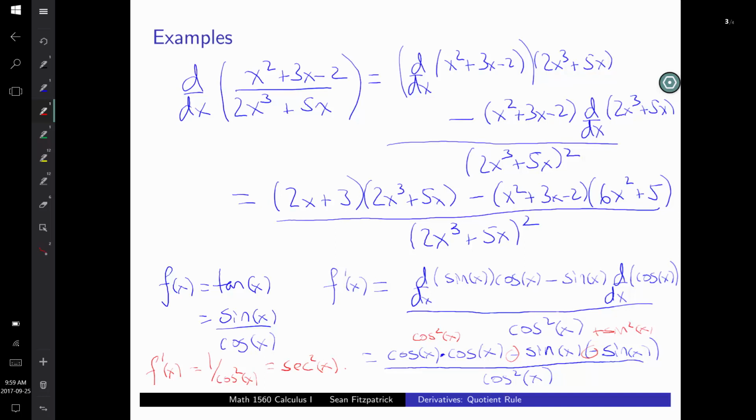Okay, I left one more slide for the proof of the quotient rule, but I think we'll skip it in the video. It is in the textbook if you want to look it over and see the details there. We'll leave it here for now.